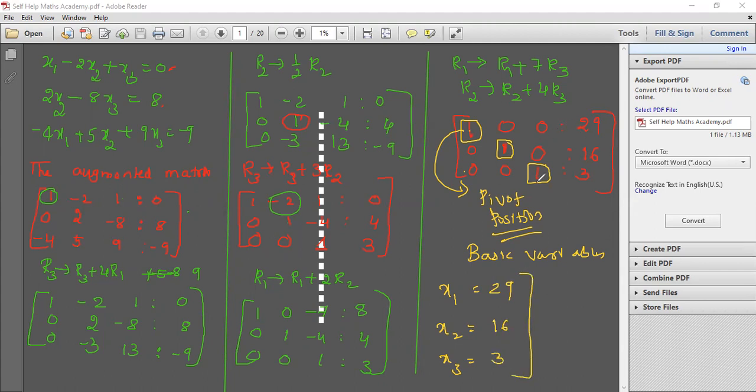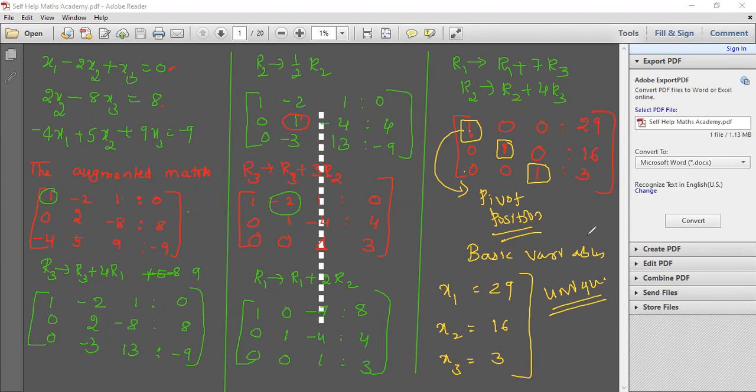Please remember, it's a very important note: whenever each column has a pivot position, that respective column is called a pivot column, and it has a basic variable. And if a linear system has only basic variables, then the solution is unique. It is a unique solution system, or the system has only one solution.